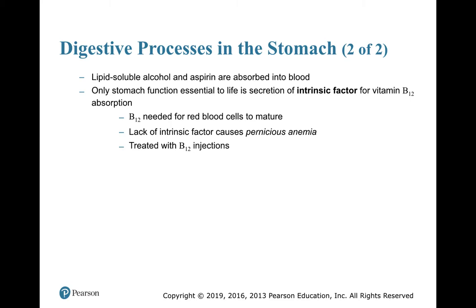Lipid-soluble alcohol and aspirin are absorbed directly into the blood from the stomach. The only stomach function that is essential to life is the secretion of intrinsic factor so that vitamin B12 can be absorbed. B12 is needed for red blood cells to mature. Without intrinsic factor, we develop pernicious anemia, and that has to be treated either with B12 injections or a B12 nasal spray, because you can't absorb it through the digestive tract without intrinsic factor.